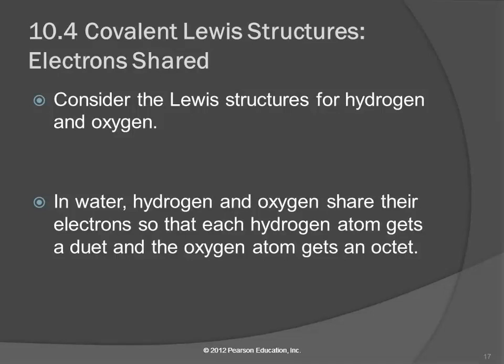So hydrogen has how many valence electrons? Has 1. And oxygen has how many? 6. Hydrogen's not willing to give up its electron. Oxygen wants another electron. Hydrogen wants another electron. They're both nonmetals. What they're going to do is they're going to share. So these two electrons are going to be shared. When they're shared, they count for both.